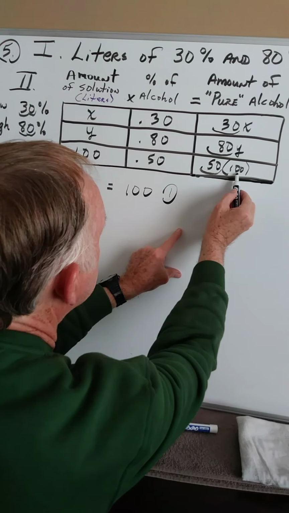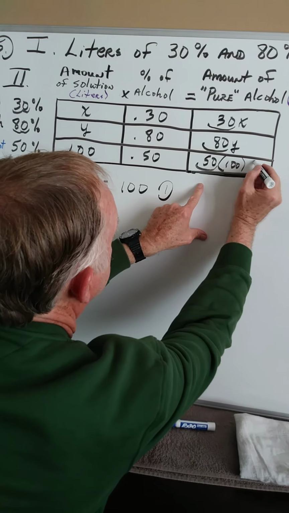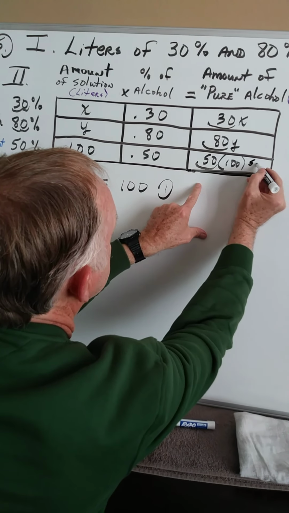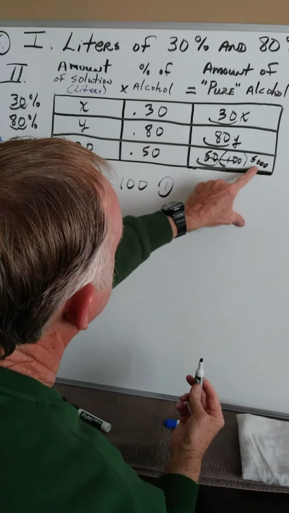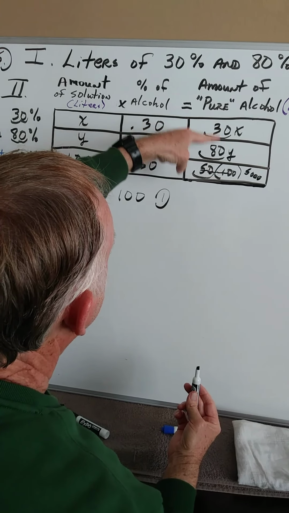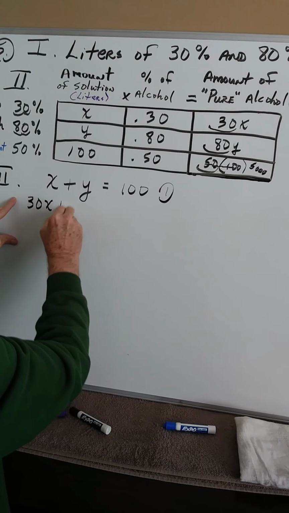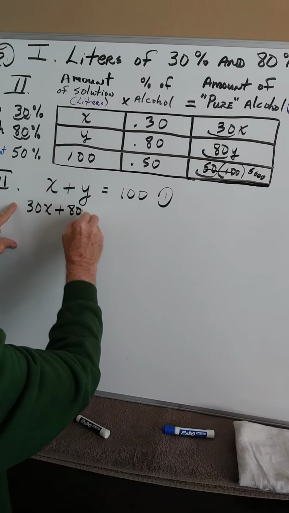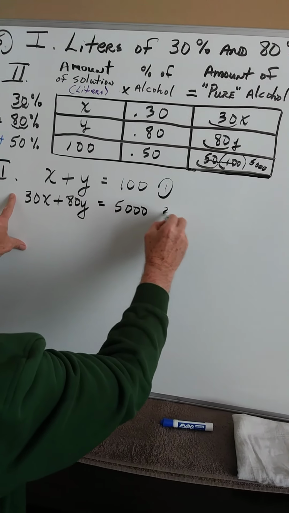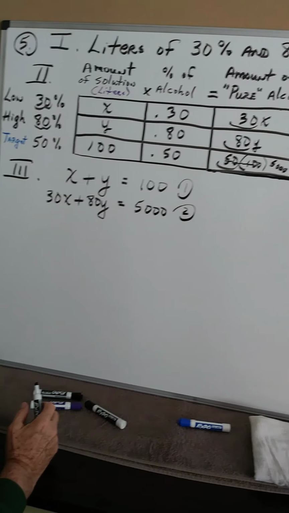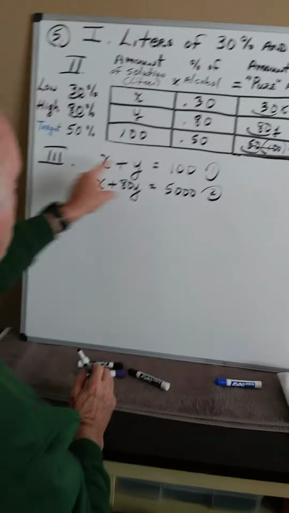50 times 100. 5 times 1 is 5. Add on the 3 zeros. I really don't need that anymore. I've got my 5,000. Equation: 30x plus 80y is equal to 5,000. That's number 2.